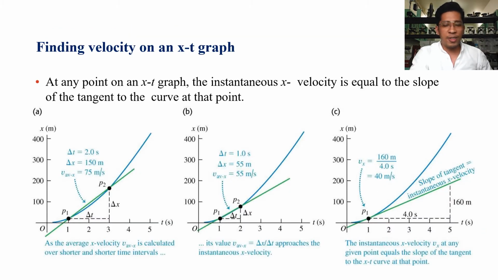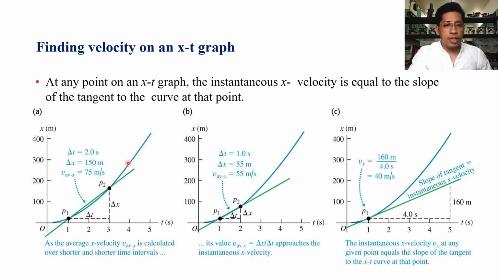We can also have a look at instantaneous velocity in your xt graph, or your displacement versus time graph. At any point on a displacement time graph, the instantaneous velocity is equal to the slope of the tangent to the curve at that point. This is an example of an xt graph. Here you have your displacement versus your time graph. This blue curve here corresponds to your velocity curve.